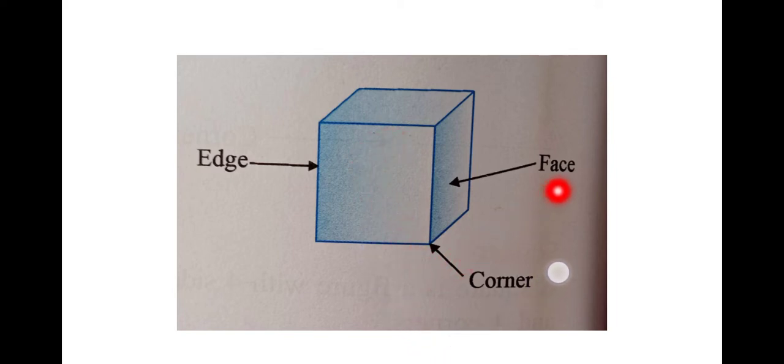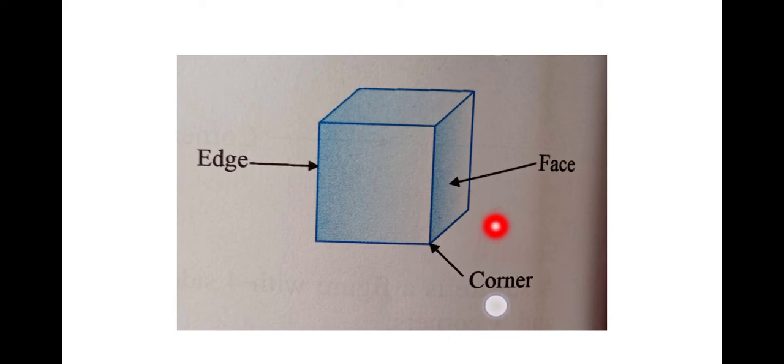Now you understand what is face and what is edge. Now you have to know about the corner. I told you, a corner is also called a vertex. When three edges meet, they form a corner or vertex. See, three edges meet from here to here. This is one edge, from here to here is one edge, and from here to here is one edge. So three edges meet together to form a corner or vertex.